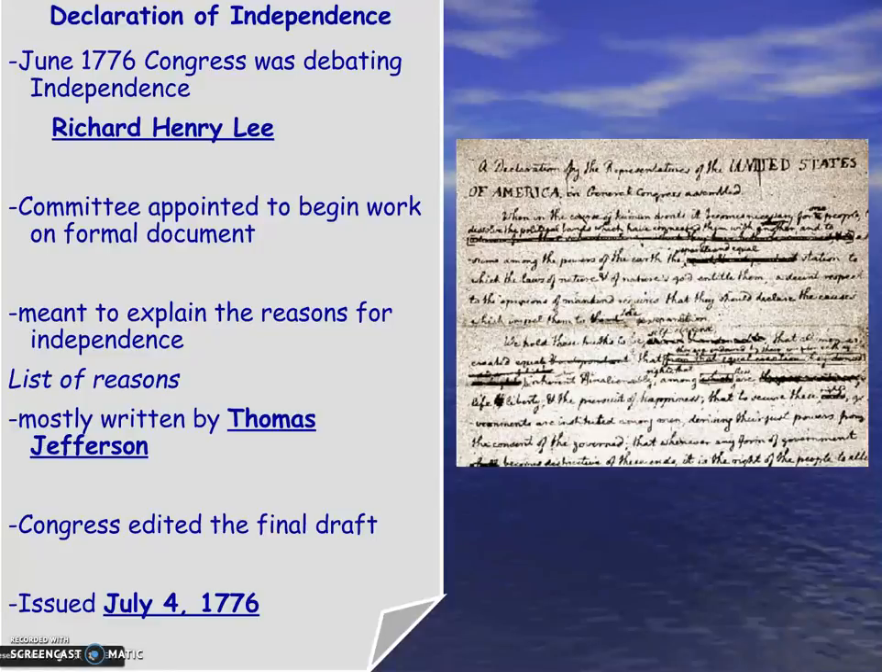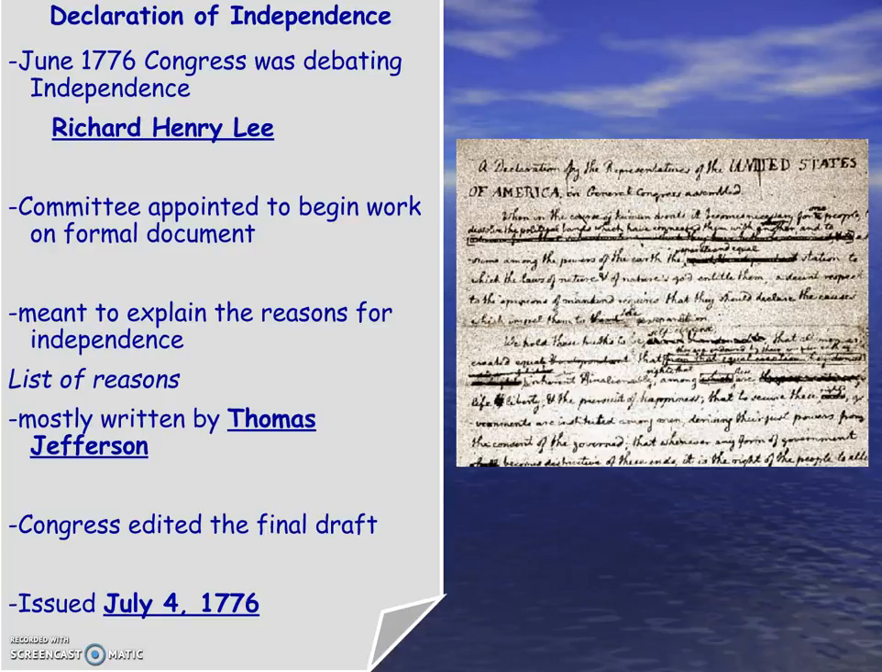At the Second Continental Congress, they voted to go ahead and declare independence from Great Britain. This was a major move in a step towards independence. They had to first declare it and state why they were trying to be independent.